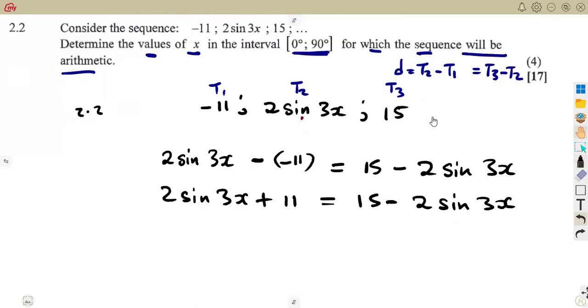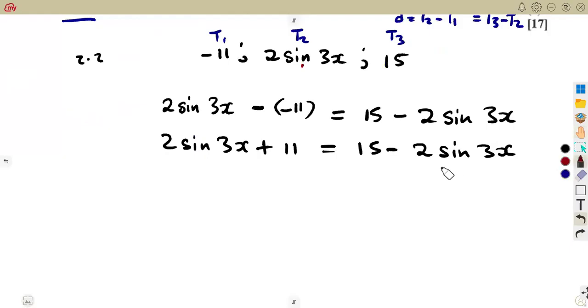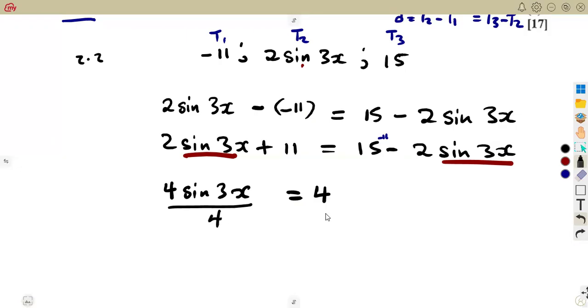All right, combining these, we can see that these are like terms, sine 3x, sine 3x. So we're going to take the minus 2 to the other side so that it is going to be a positive. So that's 2 plus 2, which is 4. Sine 3x is equal to, take the 11 to the other side, it was going to be minus 11. So 15 minus 11, that's a 4. So that's it, guys. Simply divide by 4 to remove this 4 multiplying. That is the sine of 3x is equal to what?